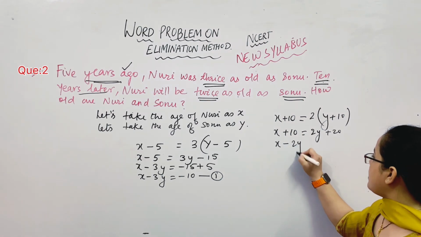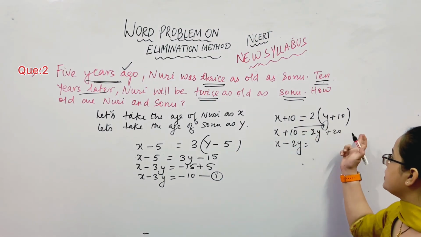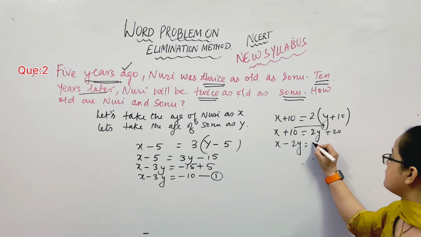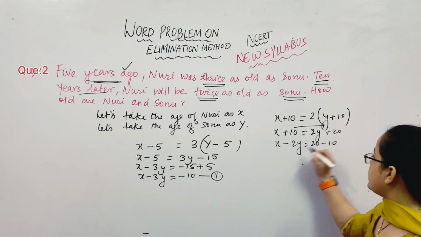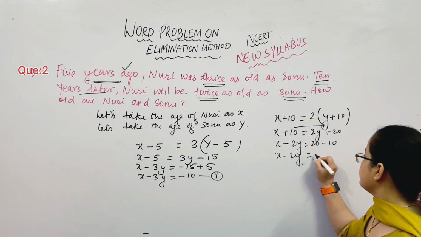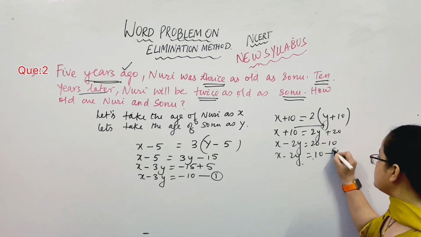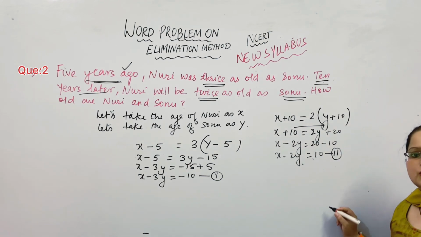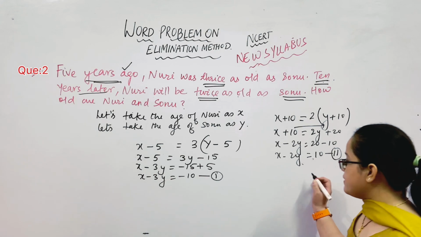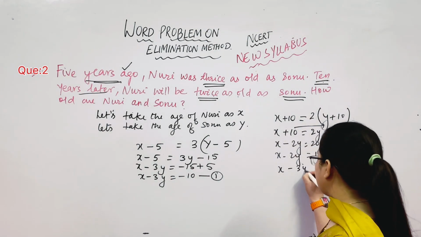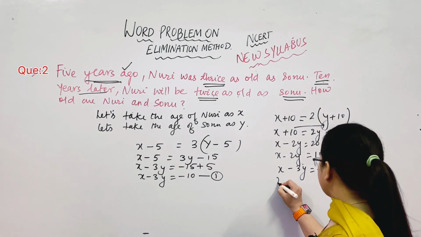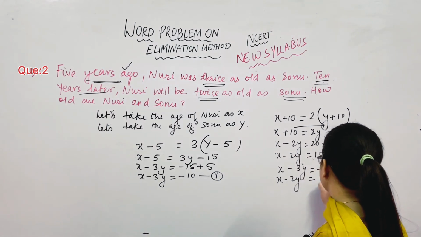x minus 2y, 10, I'll bring it to the other side. 20 minus 10 will be 10. This is my second equation. Hope this is clear to you. Now I will solve. x minus 3y is equal to minus 10. x minus 2y is equal to 10.